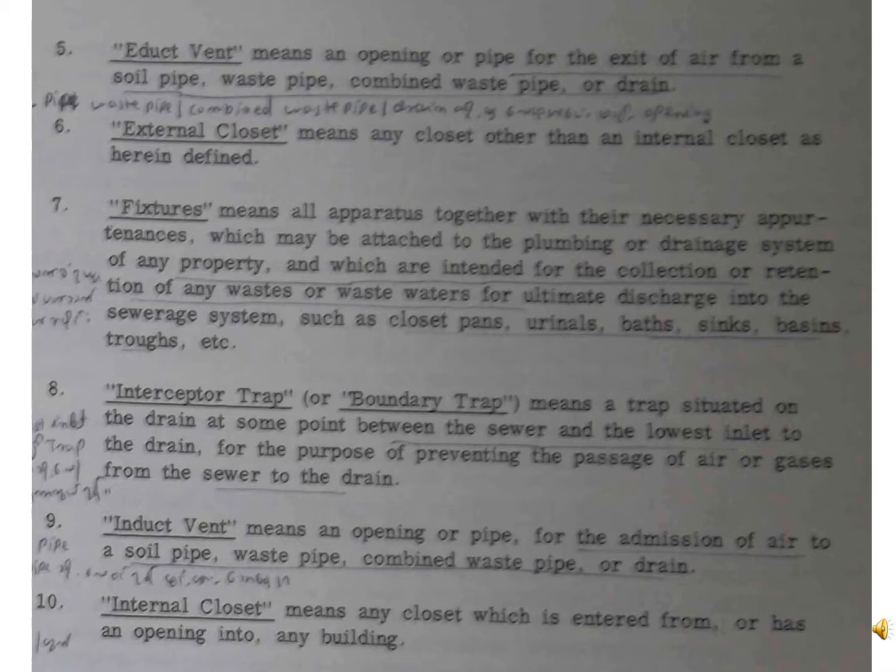External closet means any closet other than the internal closet. Fixture means all apparatus together with their necessities which may be attached to the plumbing or the drainage system. All this equipment, all the apparatus attached to the plumbing or drainage system, is what is meant by fixtures.